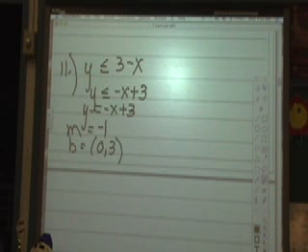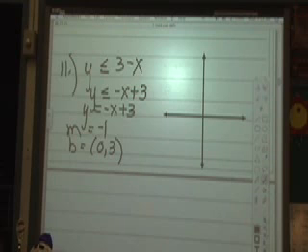The intercept is 0, 3. Okay, graph. Plot 0, 3. And then go down 1, right 1. And then it's a solid line. Good. Shaded down.